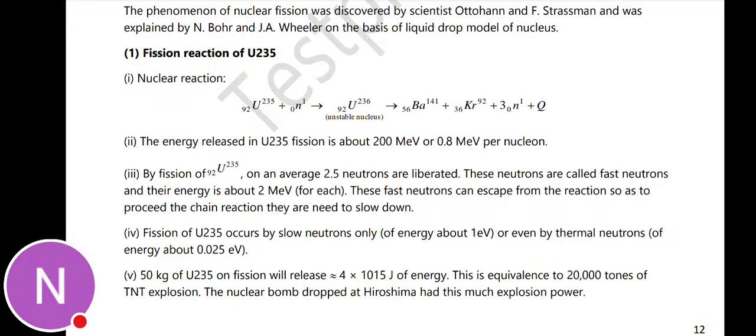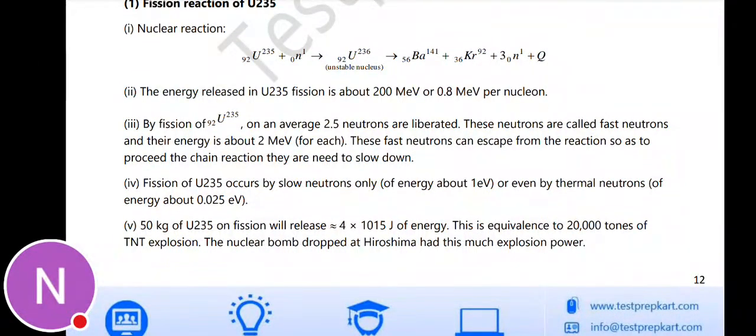Now the fission reaction of U-235. The nuclear reaction is U-235 with atomic number 92. The energy released in U-235 fission is about 200 MeV, or 0.8 MeV per nucleon. By fission of U-235, on an average 2.5 neutrons are liberated. These neutrons are called fast neutrons, and their energy is about 2 MeV for each neutron.